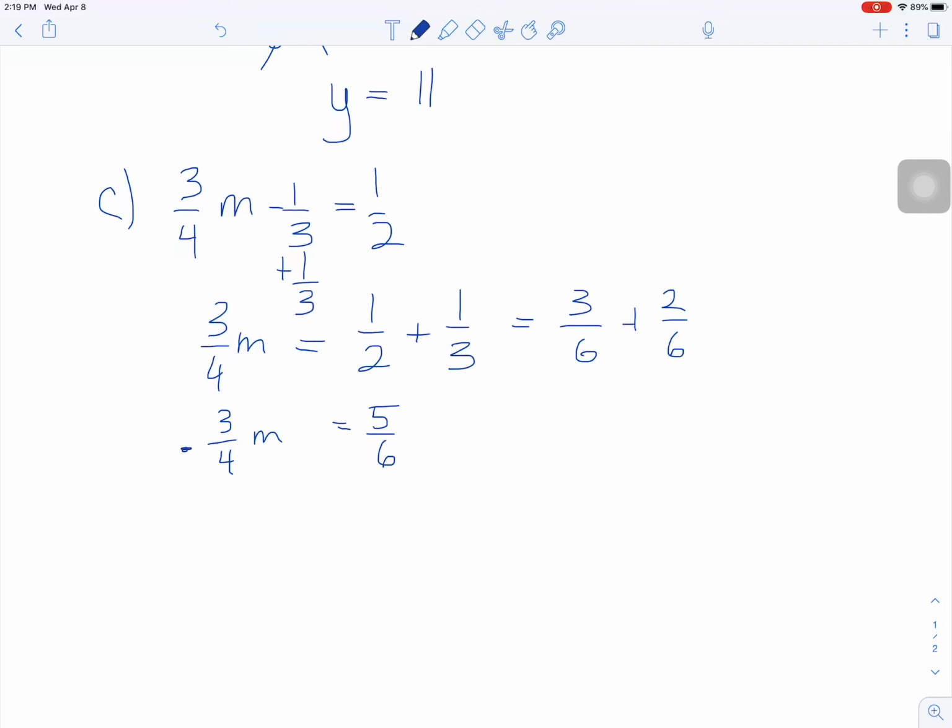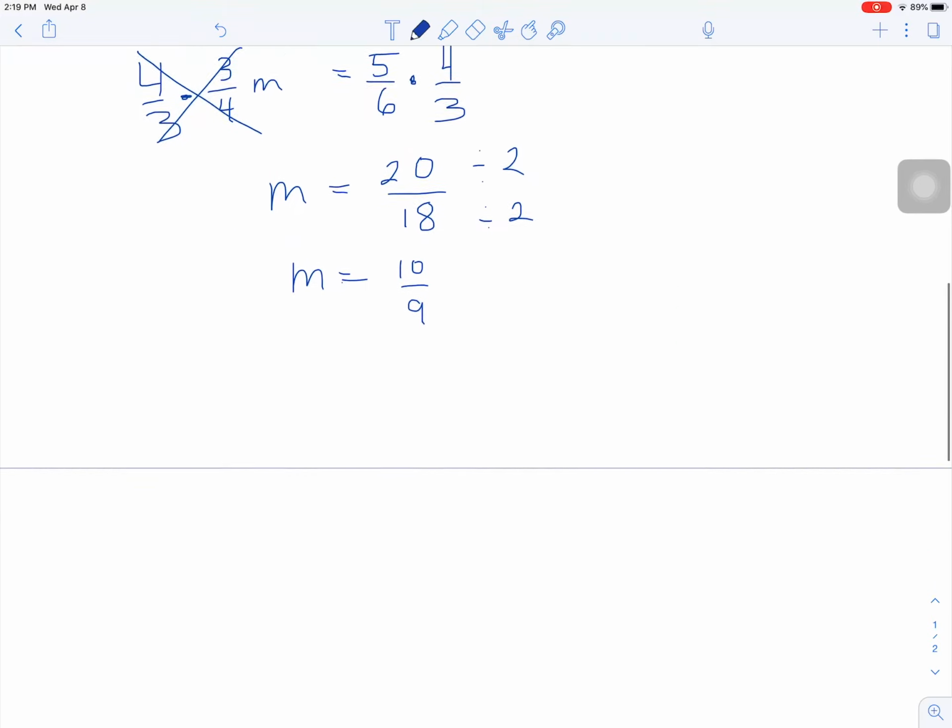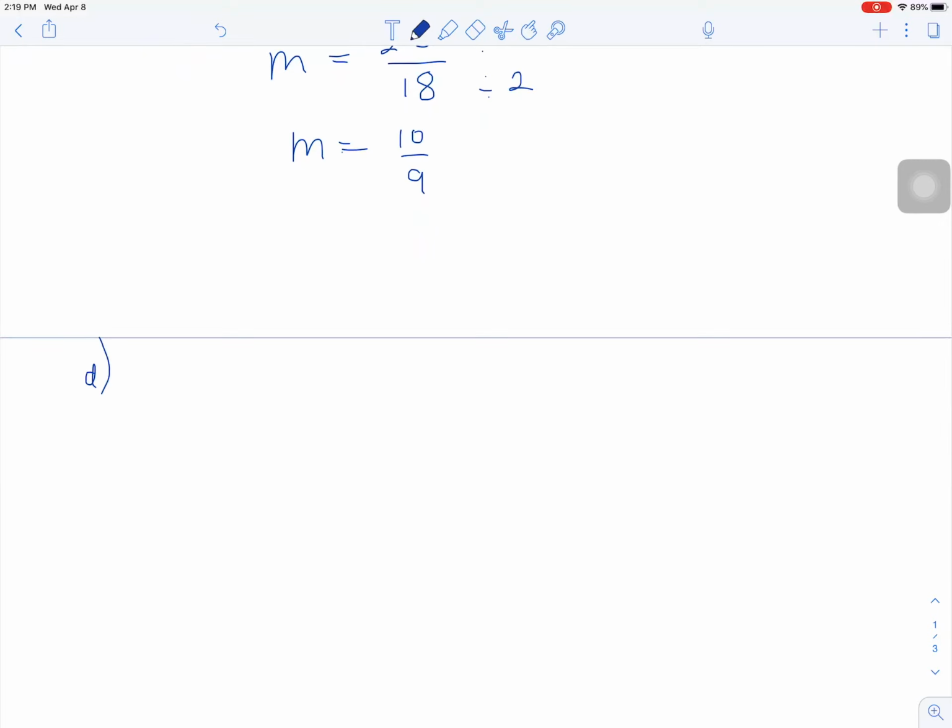Now to figure this out, we have to multiply by the reciprocal to make this work. So 4/3 on the one side. We have to multiply by 4 over 3 on the other side. So this will cancel it out. So we have m equals 20 over 18. Now we can reduce that. m equals, we're dividing both sides by 2, right? So we get 10 over 9. So that gives you the answer for C.